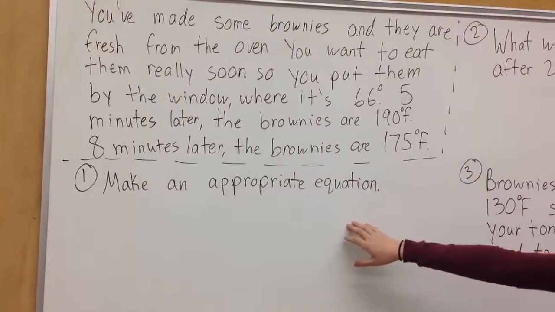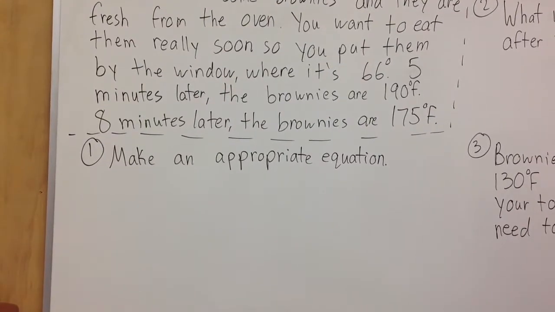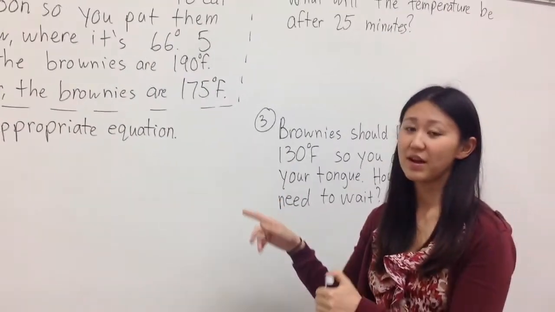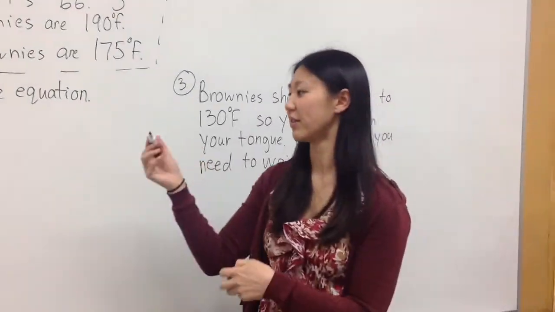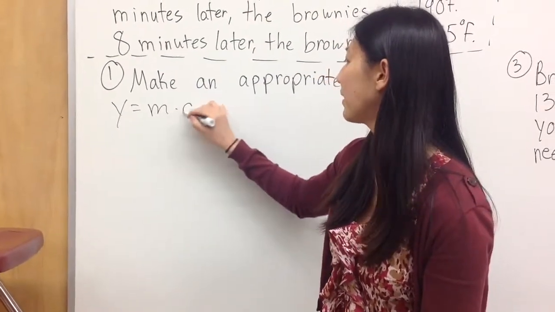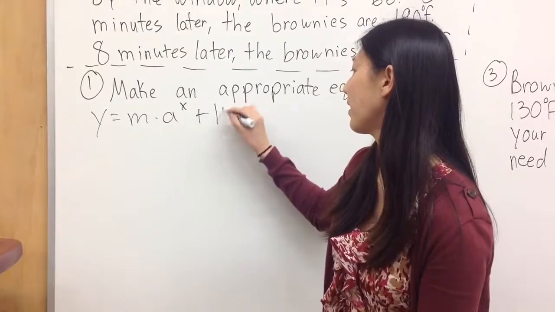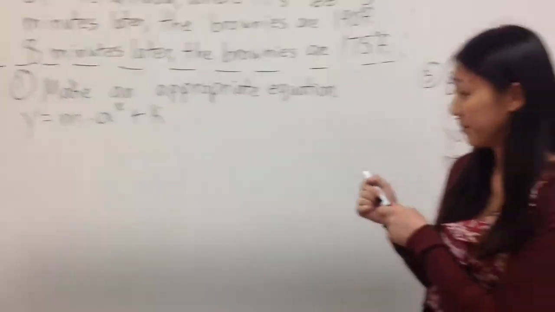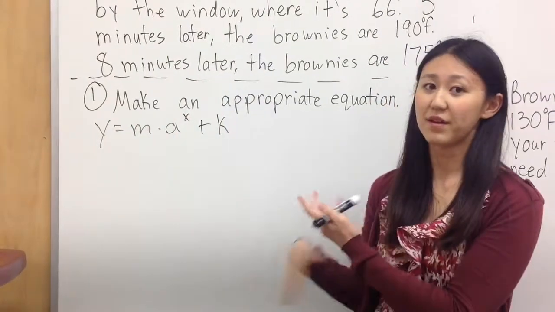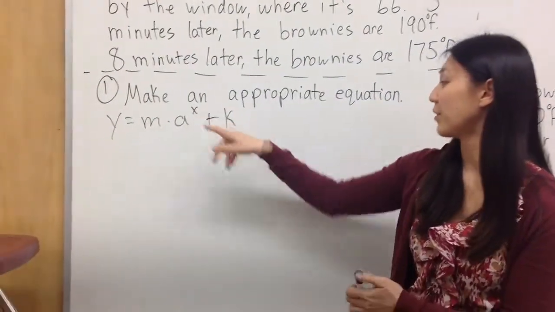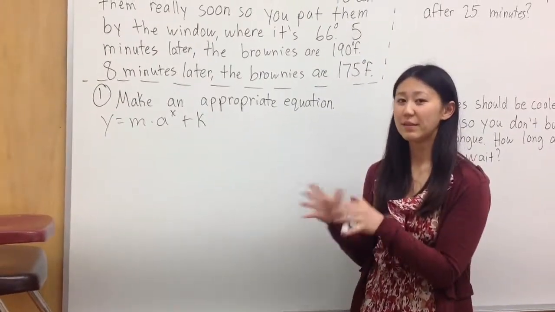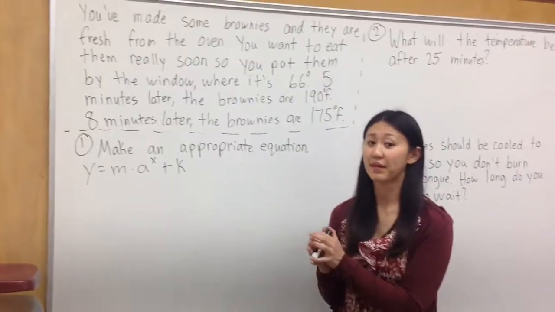The first thing we're going to look at is making an appropriate equation. To make the equation, you're going to use these different temperatures here, and you're using this main equation: y equals m times a to the x plus k. y is just the y coordinate of the different points we're going to find. x is going to be the x coordinate. And k is kind of the limit. It's the limit of how hot or cold something can get.